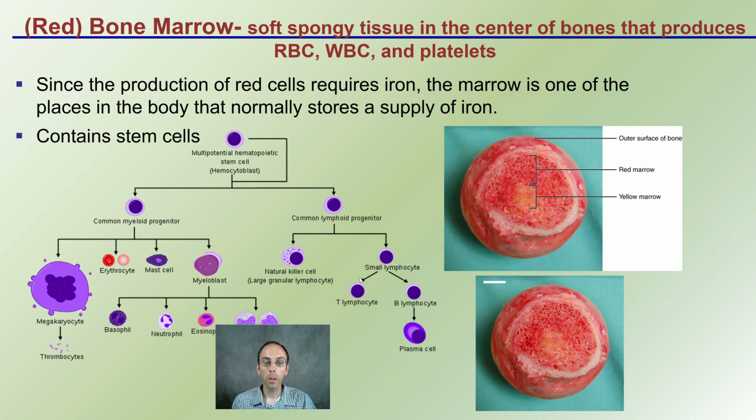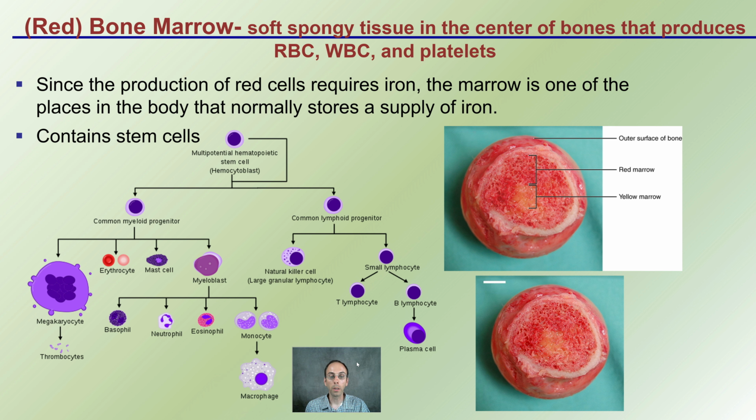Red bone marrow is soft, spongy tissue at the center of bones that produces red blood cells, white blood cells, and also those all-important platelets. Since the production of red blood cells requires iron, the marrow is one of the places in the body that normally stores a supply of iron. This gives you a real-world image of what it looks like. It also contains stem cells, and stem cells are cells that can be made into anything. Here we're looking specifically at cells that will go along the path to aid the circulatory system in some way.